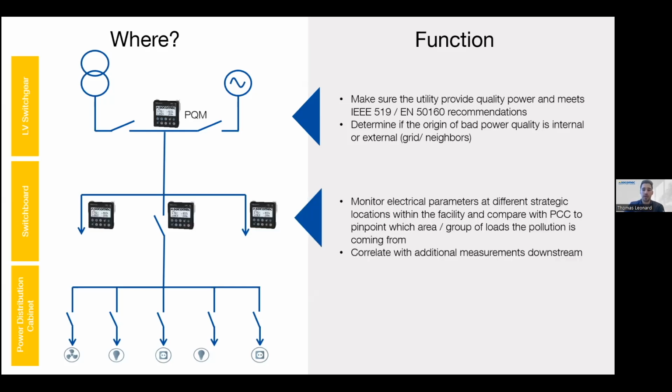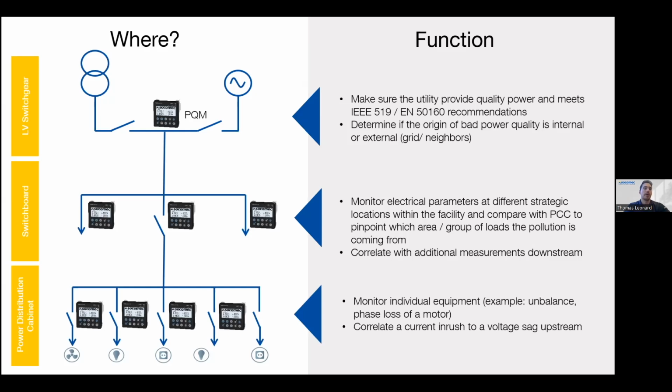But then as you go downstream, you want to determine if the origin of the bad power quality is internal or external. So implementing different power quality meters at strategic locations within the facility, and being able to compare measurements downstream versus the point of common coupling, will help identify which area or group of loads the pollution is coming from. And in doing so, you might be able to correlate measurements. Looking at voltage upstream and current downstream, you may be able to correlate measurements for a better investigation and understanding.